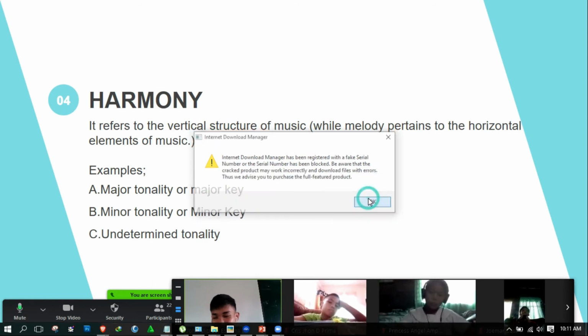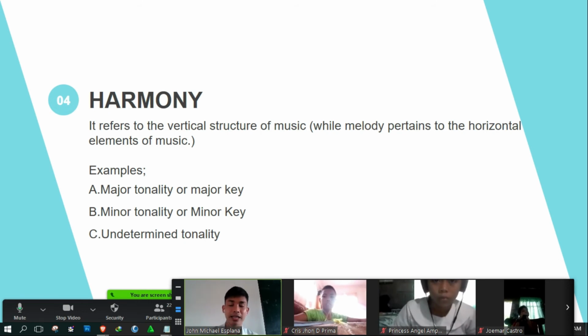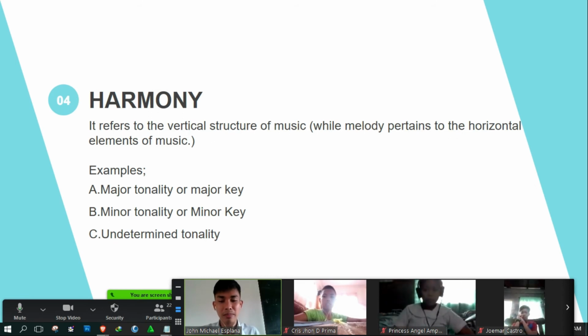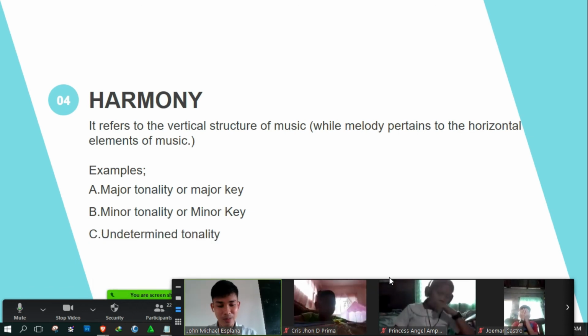Paano ba nangyayari yung undetermined? When flats and sharps appear randomly in certain measures, except for the specific indication in the beginning, the key signature. So as compared to the previous two examples, major and minor tonality, yung undetermined tonality, wala siyang major and minor tonality. Kaya nga siya tinawag na undetermined.